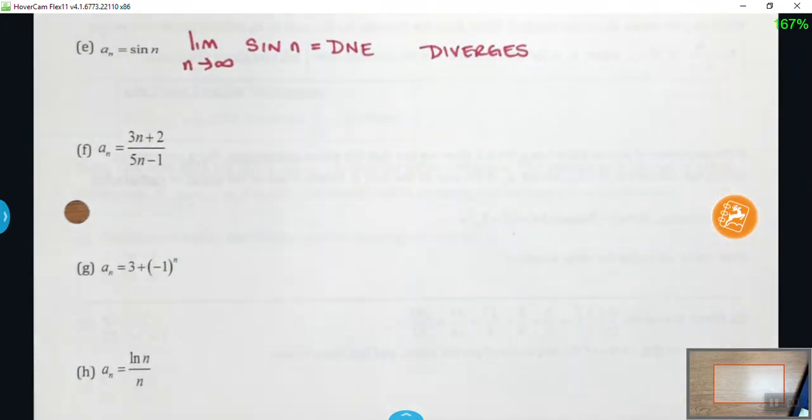Okay, this one does not. The limit does not exist, so it diverges. It oscillates, not wildly.